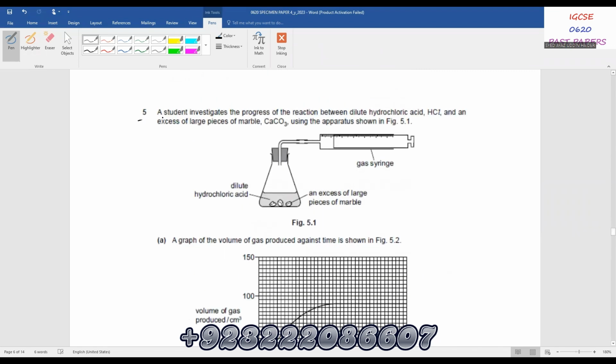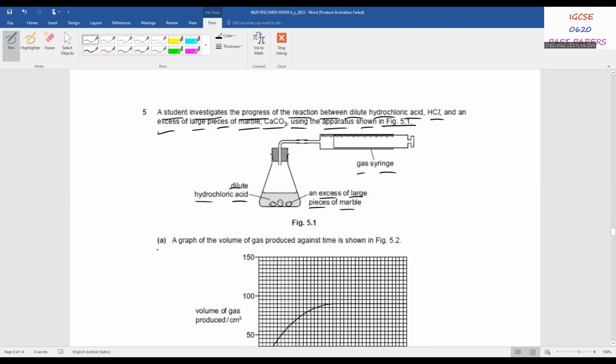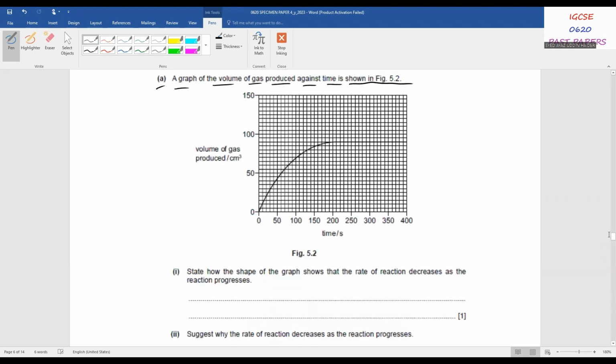Number 5, a student investigates the progress of the reaction between dilute hydrochloric acid, HCl, and an excess of large pieces of marble, CaCO3, using the apparatus shown in figure 5.1. This is the figure. You can see dilute hydrochloric acid. You have an excess of large pieces of marble. This is gas syringe. A graph of the volume of gas produced against time is shown in figure 5.2. This is a graph. On x-axis, you have time. On y-axis, volume of gas produced, which is in centimeter cube.